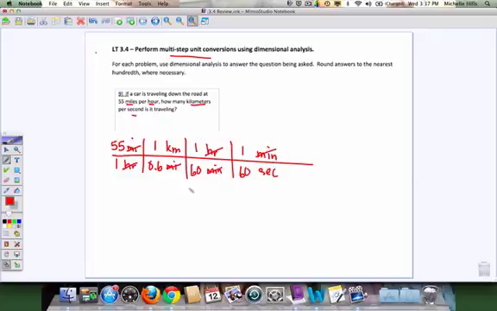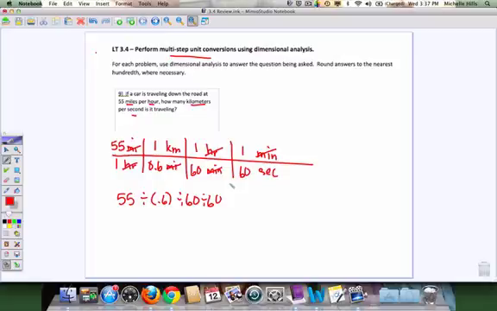Make sure you're showing your cancellation on your units. Now what I have left is kilometers over seconds, which is the kilometers per second it was looking for. To calculate my answer, I'm going to take 55. The times ones here aren't going to change anything. The divided by 1 here won't change anything. So divided by 0.6, divided by 60, and then divided by the other 60. So 55 divided by 0.6 and then divided by 60 two different times.